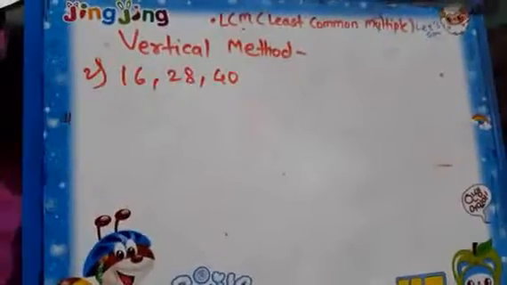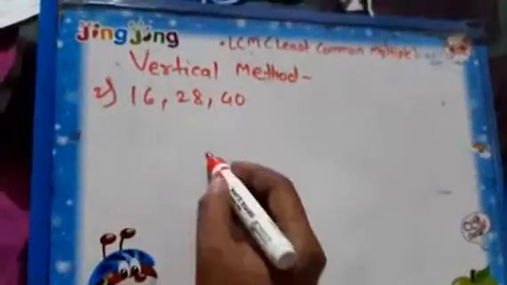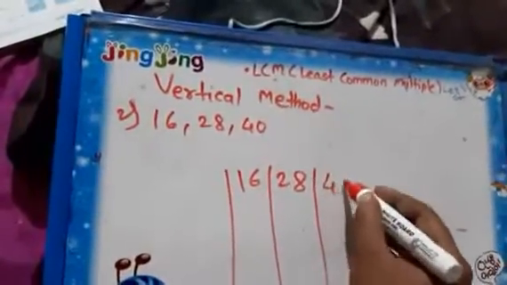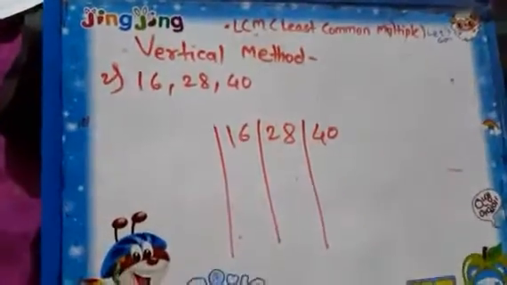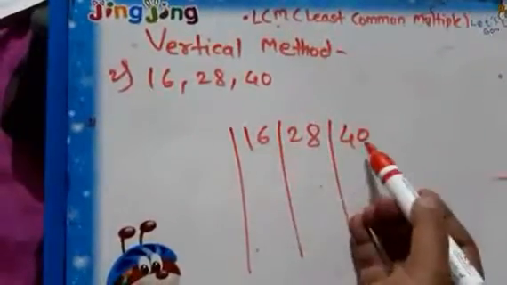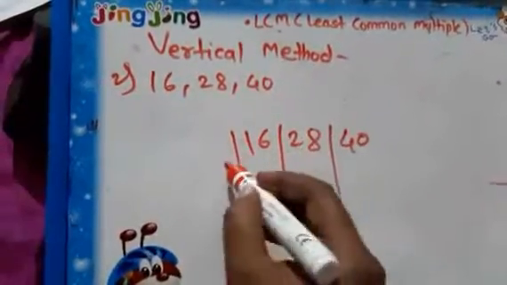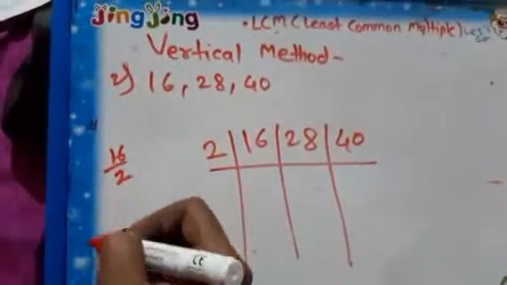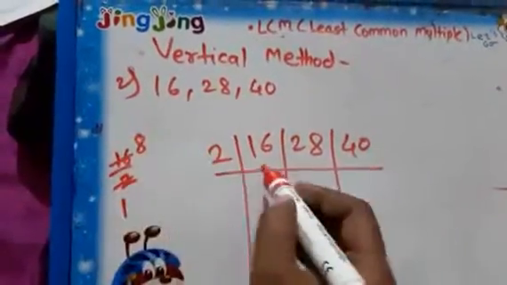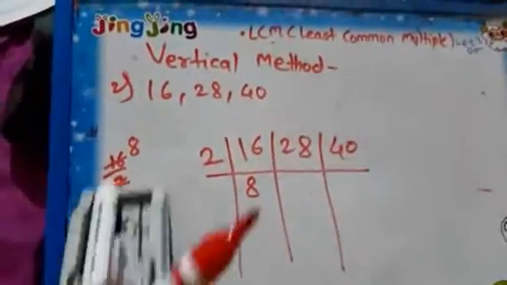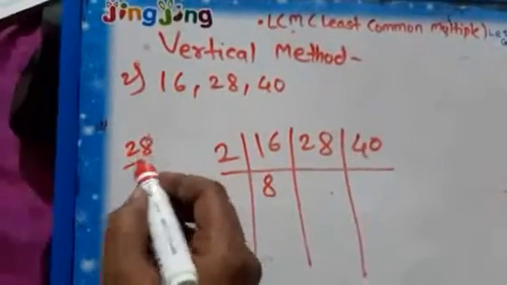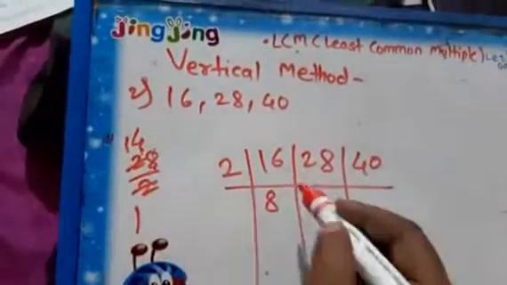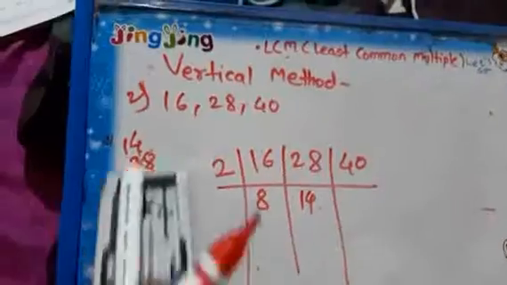Next example is 16, 28 and 40. For that, write the numbers 16, 28 and 40. So we will start with 2 because at the unit place 6, 8, 0 is present. So 2. Below 16 what should be written? 16 divided by 2. 2 ones are 2, 2 8s are 16. So here it will be 8. Below 28 what should be written? 28 divided by 2. 2 ones are 2, 2 ones are 2. This will be 4. So here will be 14.